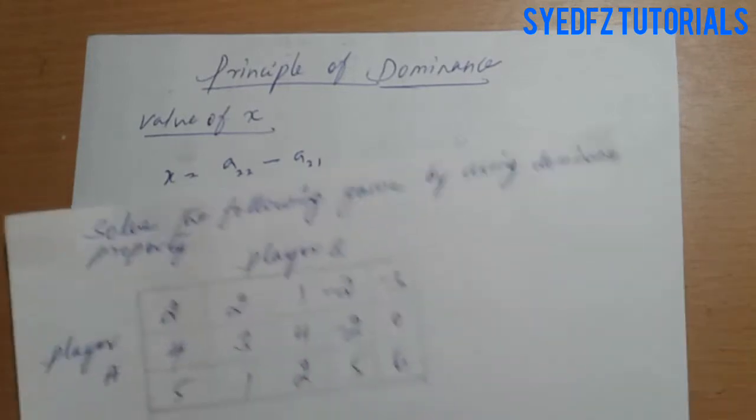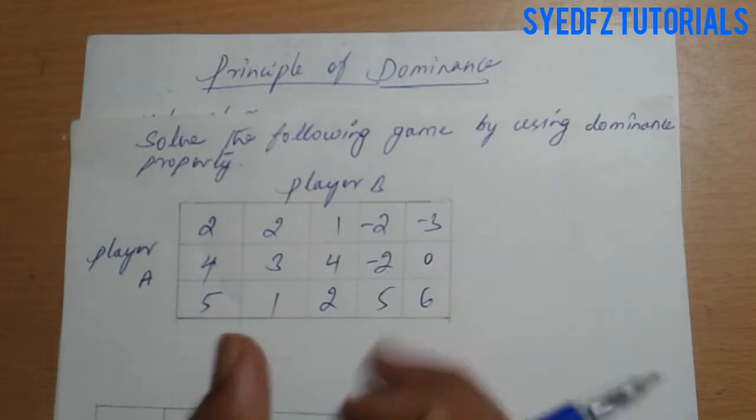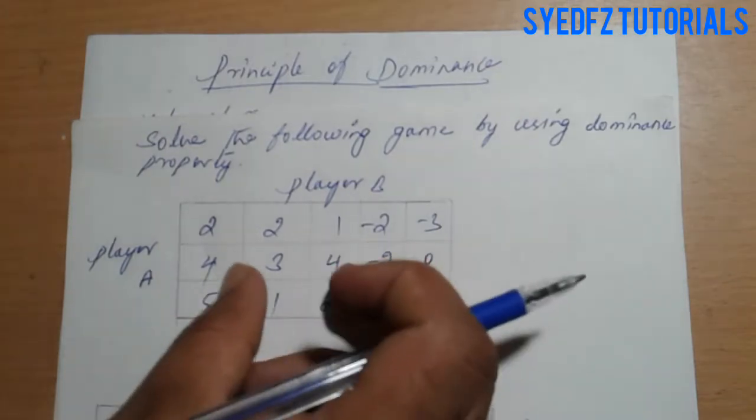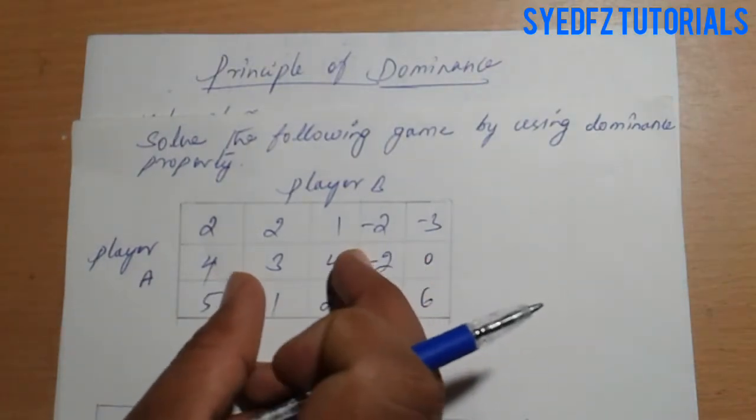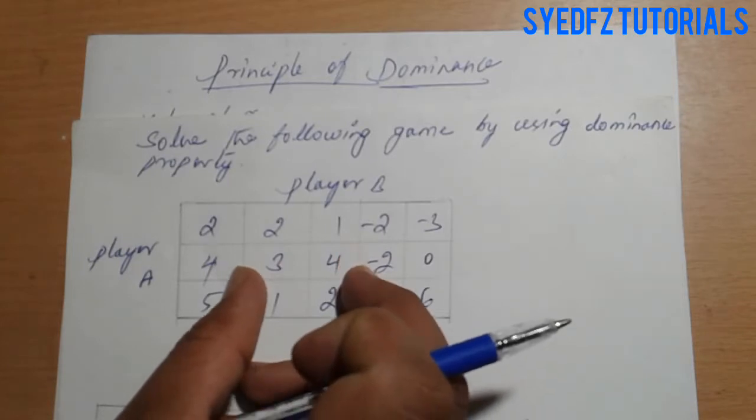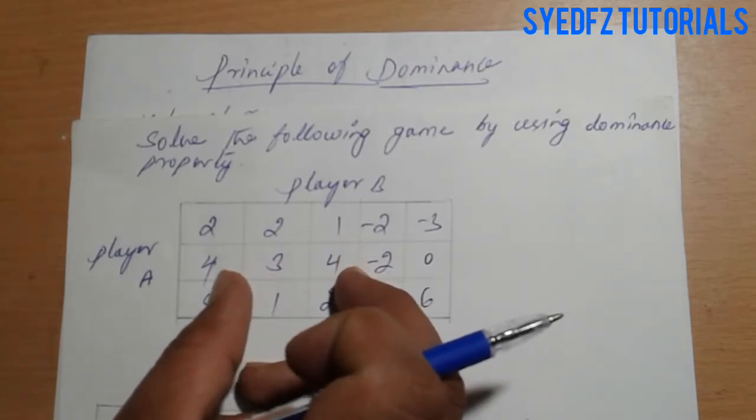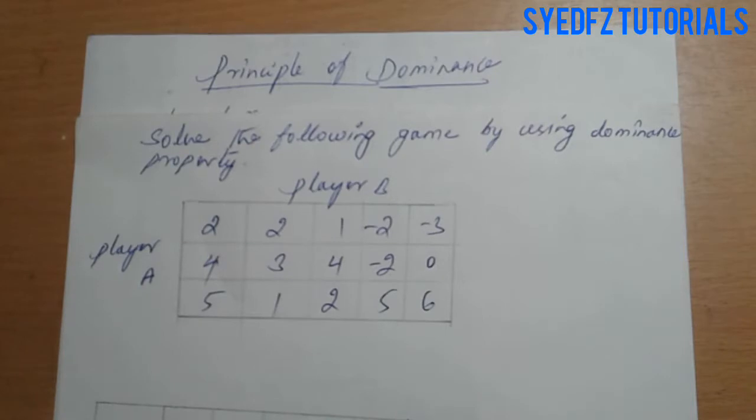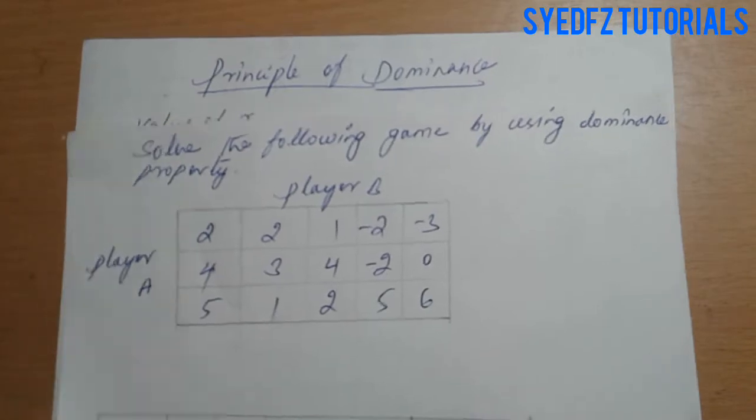For example, this is the matrix given. The size of the matrix will be reduced to a rectangular 2 by 2, only 4 values. So the size will be reduced to solve the rectangular game.